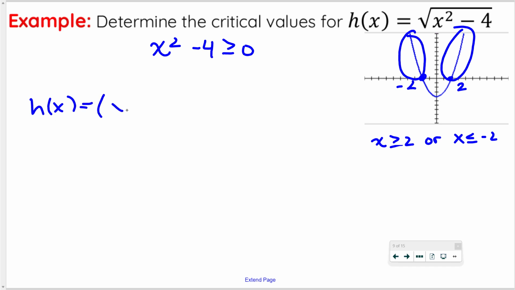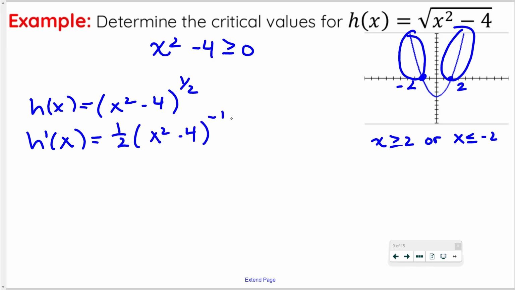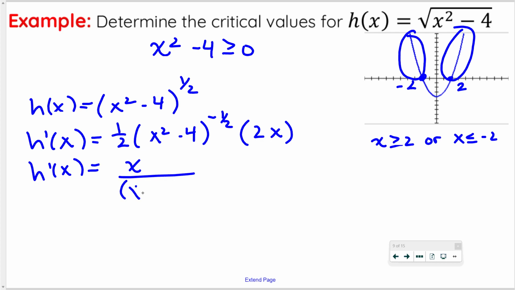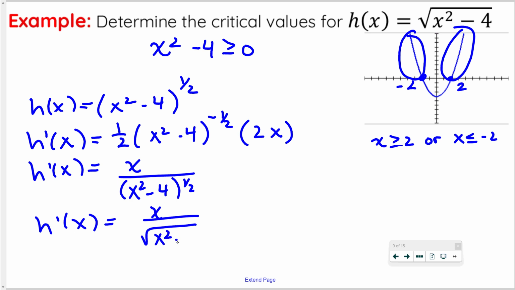Now, let's find the first derivative. We have x squared minus 4 to the 1/2. For my derivative, I use the power rule: bring the 1/2 down, decrease my exponent by 1, and then chain rule, the derivative of the inside. Half of 2x is just x, and then this negative exponent can be made positive by bringing it to the denominator. Since I started with roots, I'm going to end with roots in the denominator.